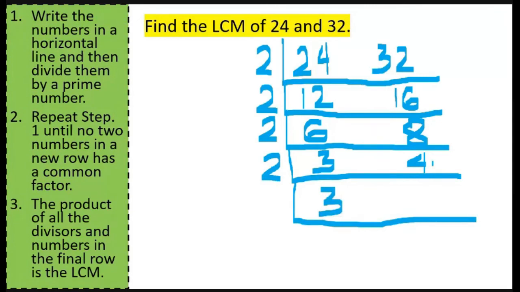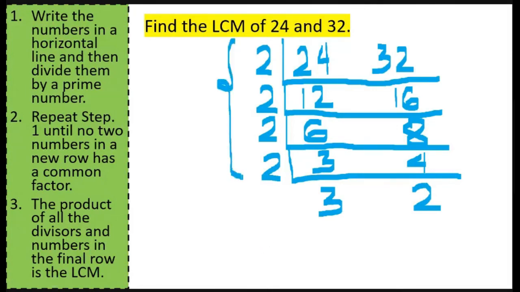And then this one. 4 divided by 2 is 2. Okay. That's it. Ang sabi dyan, the product of all the divisors and the numbers in the final row is the LCM. Ito yung divisors natin. And the final row, ito yung final row. Yan. That is the LCM. Ma'am, paano po naging 96?